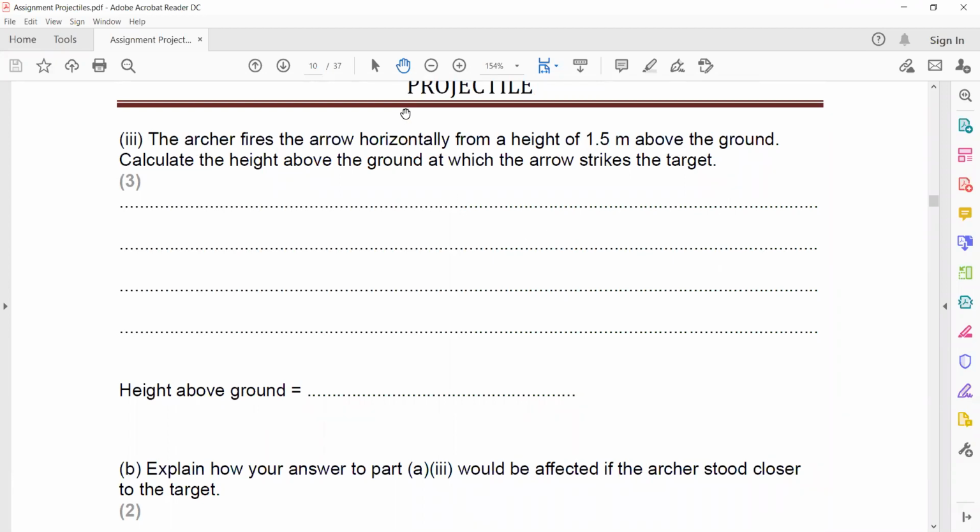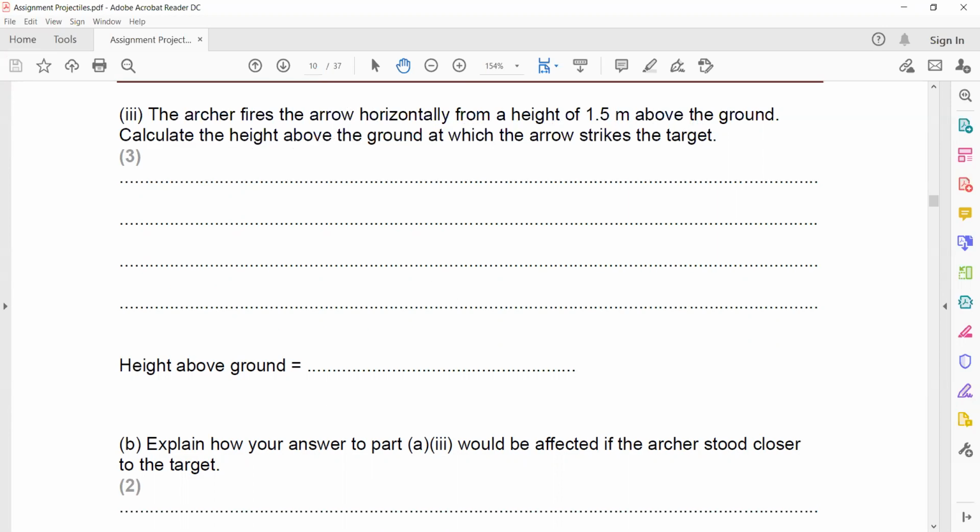In this question, the archer fires the arrow horizontally from a height of 1.5 meter above the ground. Calculate the height above the ground at which the arrow strikes. So the archer is there, at a height of 1.5 meter, and he uses an arrow. We have to find what height above the ground this arrow hits the target.